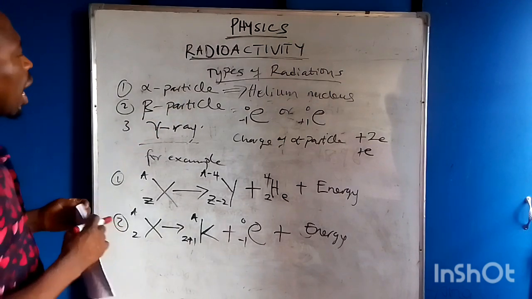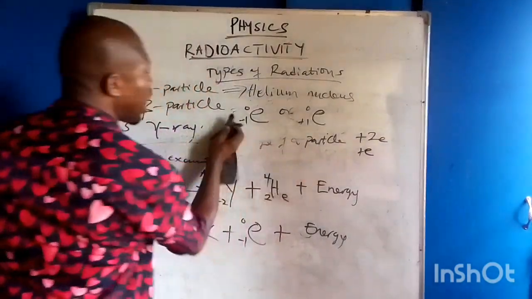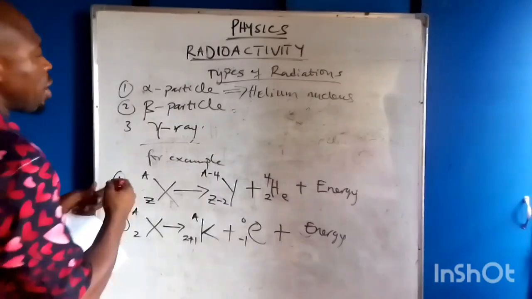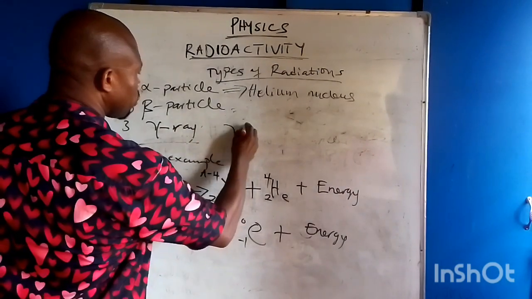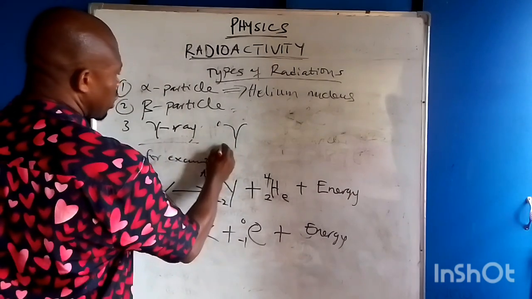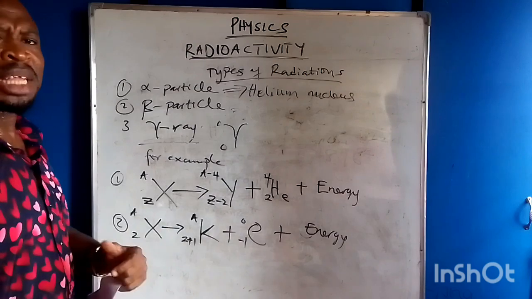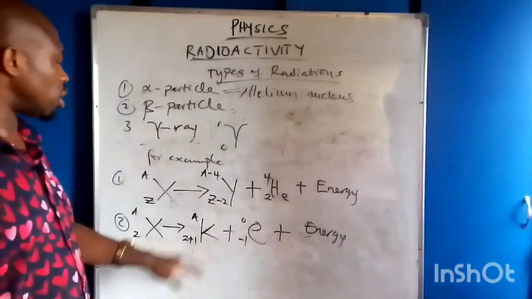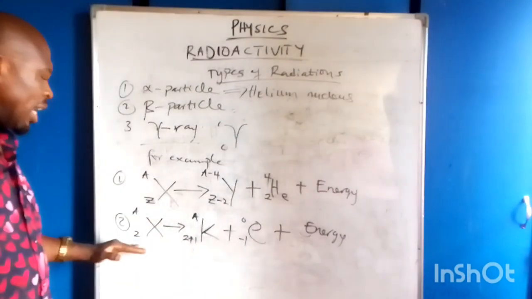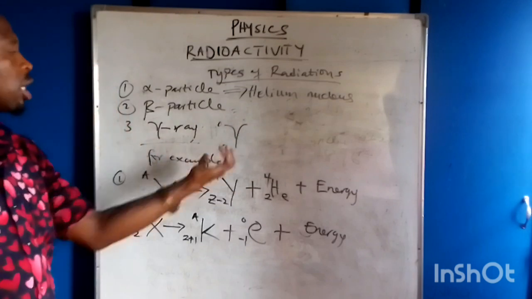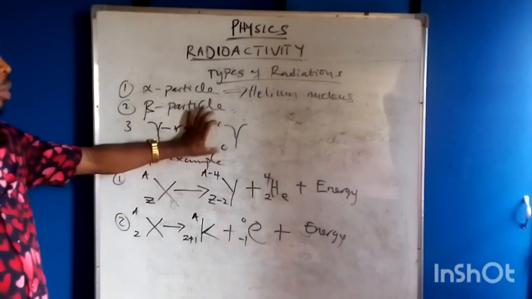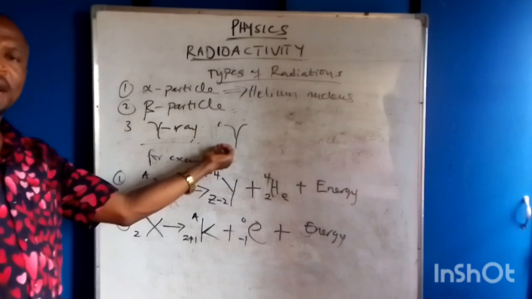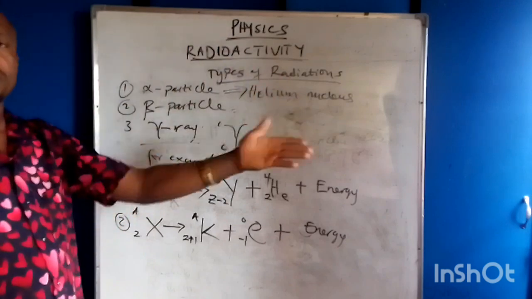Now, gamma ray can be represented by the chemical symbol gamma, with 0 here and 0 here. So in other words, if an element emits a gamma ray, even if it is 1 million gamma rays, both the mass number and the atomic number of the new element will be unchanged, because here is 0, here is 0. It does not have both. This will not have any effect on the mass number of the new element, neither will it have any effect on the proton number or the atomic number.